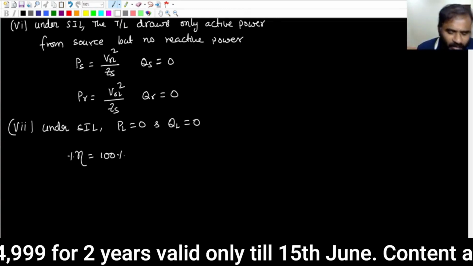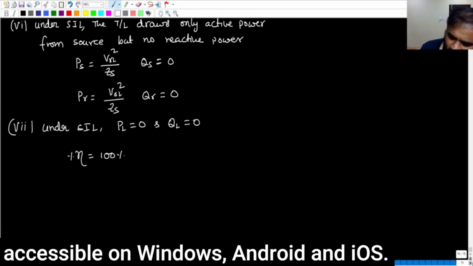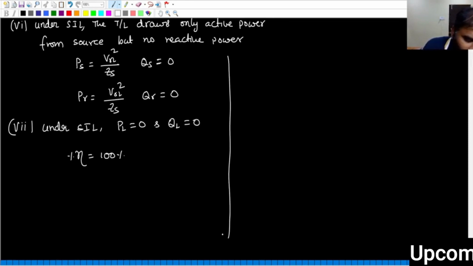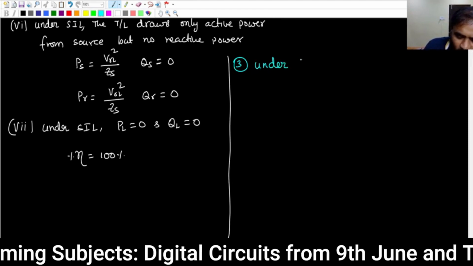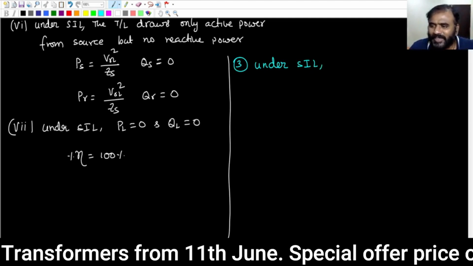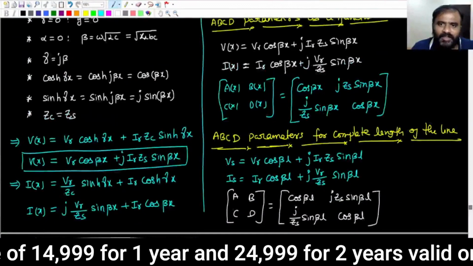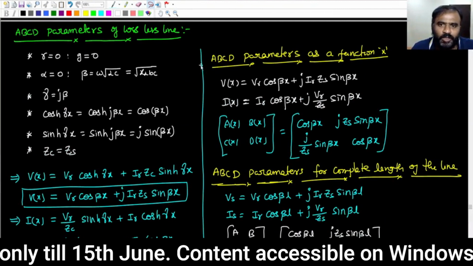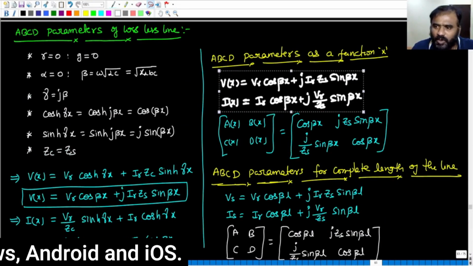Okay, clear? Now third conclusion also we can write. Conclusion number 3, under surge impedance loading. Now, again, we can go back to the lossless line. What we derived for the lossless line? These equations we are going to take: the characteristic equations of the lossless line, V of x equal to this. I just want to copy this.